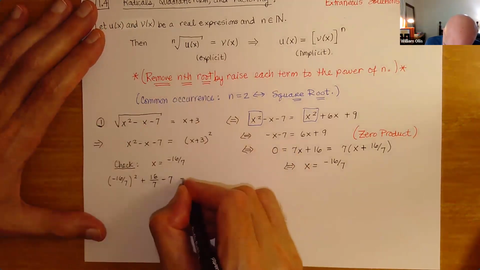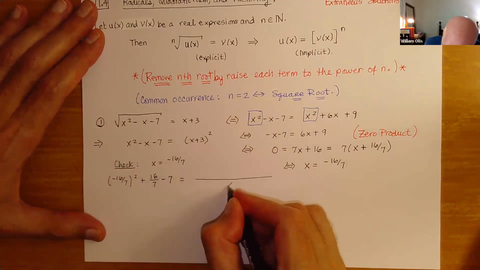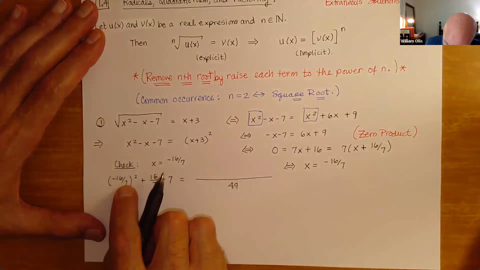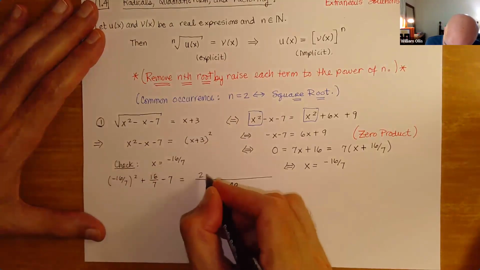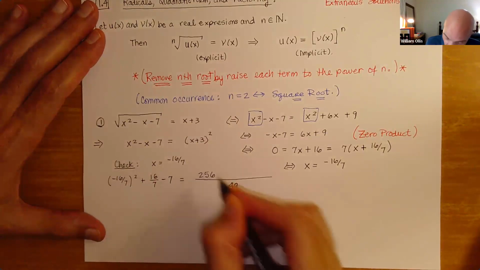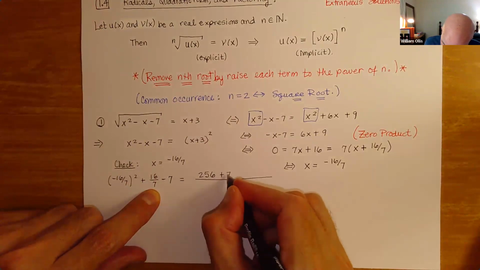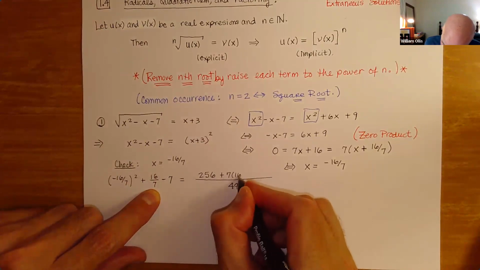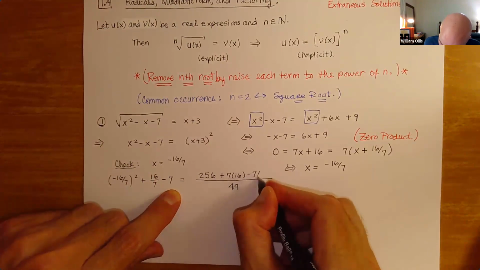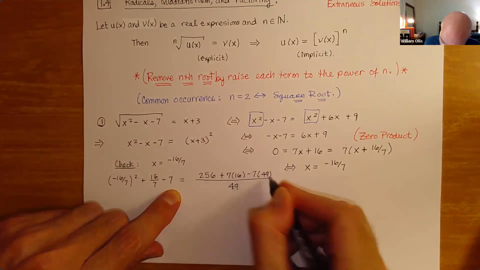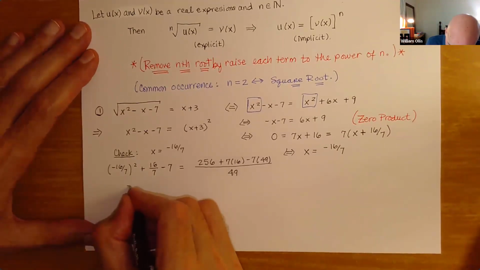So now we have a common denominator of 49 when we square the 7. And of course, negative 16 squared is 256. That's a perfect square we remember from general math. And then, of course, we have plus 7 times 16. And then, of course, minus 7 times 49, just getting a common denominator. So this is just simple fractional arithmetic, but useful.